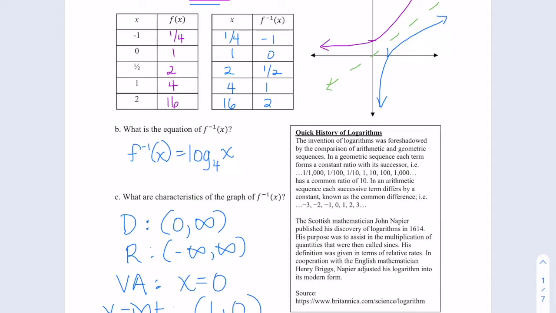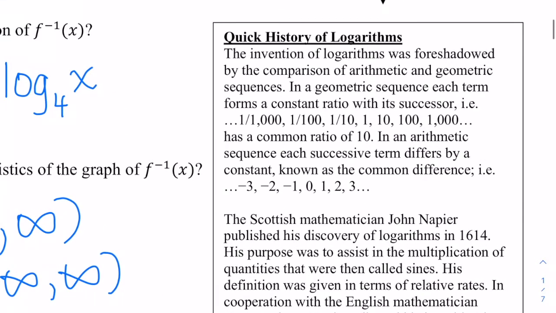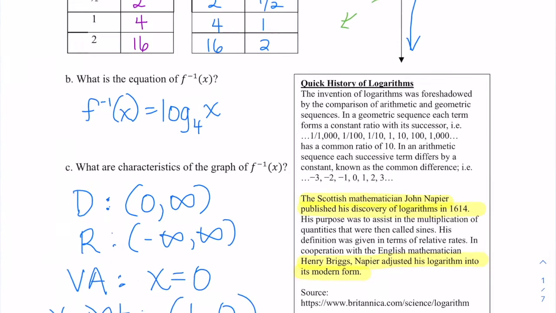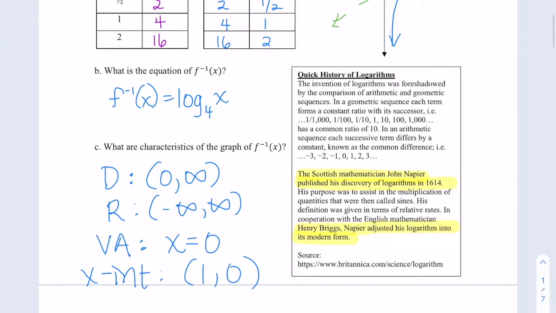So the logarithm is looking at this comparison of powers of 10. And Napier really was the one that put this on the map, publishing his discovery in 1614. And then he worked with Henry Briggs to create what we see in logarithm in its modern form. And years ago, before we had calculators, we would have tables of logarithms in the back of our textbooks.